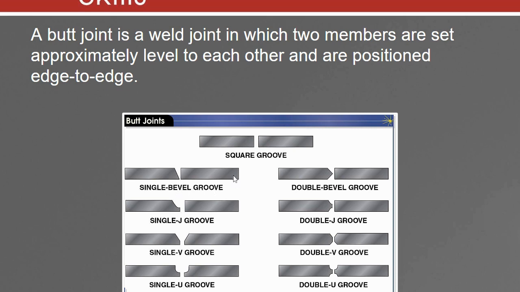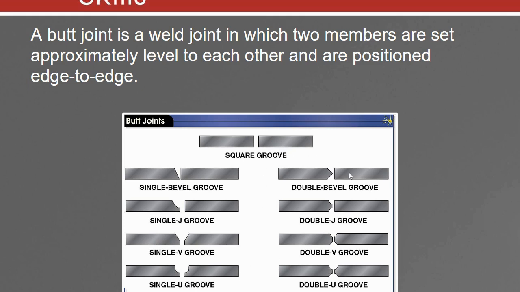We have single groove, we have single J, we have single V groove, we have single U, and then we have double. The only time you guys are going to use any of these doubles is if you are welding on thicker material. If we're welding on anything that is 3/16 of an inch or less in thickness, you're going to see a square groove here. There is no edge preparation required. You're going to see just like this. Now, if it's 1/4 of an inch or thicker, you're going to want to do some preparation here. So we can do a bevel, we can do a J, a V, or a U.